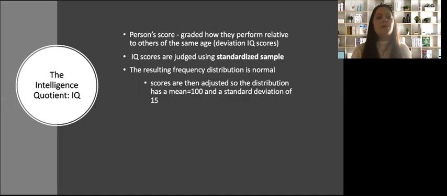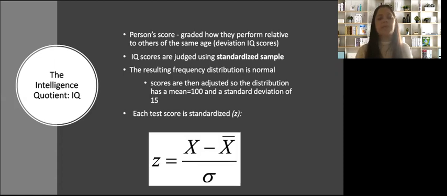Now, I'm not going to get into too much of the nitty-gritty statistics here, but I am going to show you how to look at a normal distribution of scores and calculate where someone's score may fall within that distribution. So whenever we're looking at scores of IQ, the mean or the average of the group is 100, and we have a standard deviation of 15. Okay, so one standard deviation equals 15.